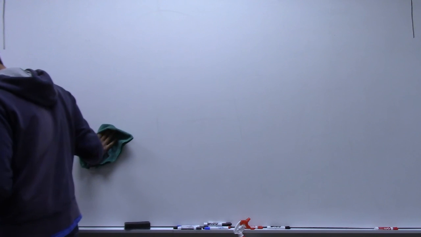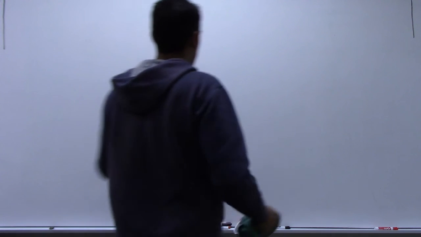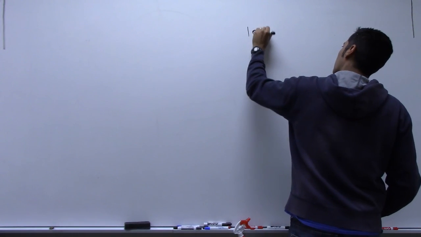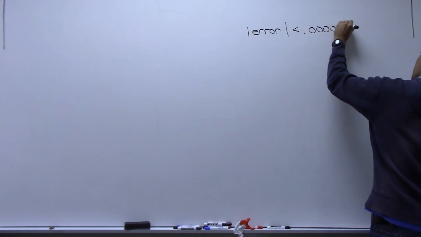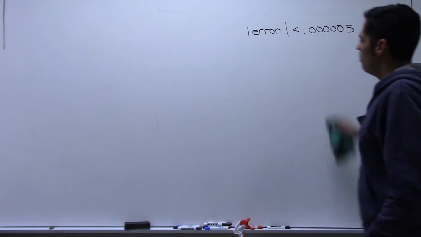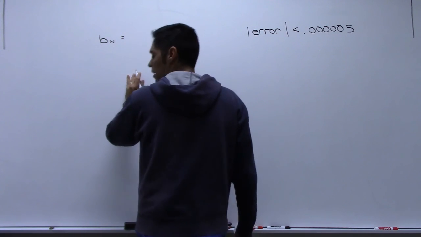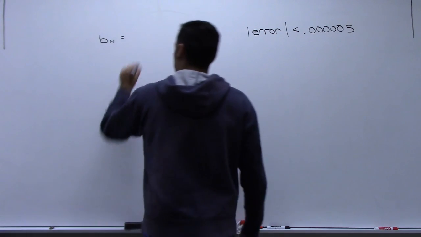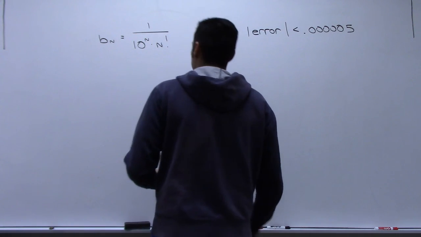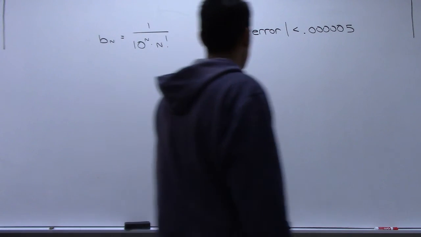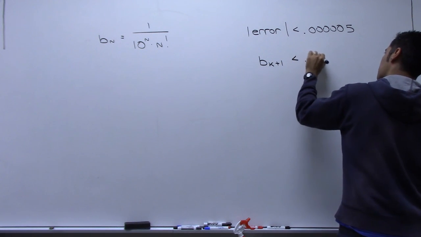So how close do I want this to be? Oh my goodness, 1, 2, 3, 4, 5 zeros. I want my error to be less than this. Now, my b sub n, which I erased here, was just the part of it without the alternating negative. So it's just 1 over 10 to the n times n factorial. So I know that this error, I can do b sub k plus 1. I need that to be less than this.